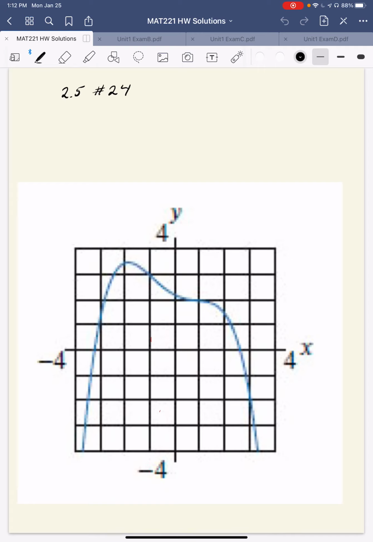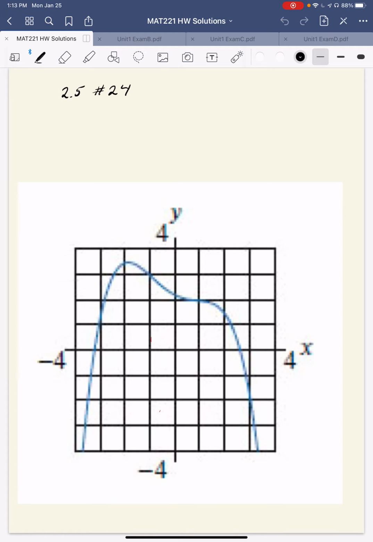Okay, so today we're going to be looking at section 2.5, problem number 24. In this case, we are being asked to graph the second derivative of the function. And we learned that the second derivative is the derivative of the first derivative. That's one way to think about it. It's the instantaneous rate of change of the function. But we can also think about it in terms of the shape of the function.